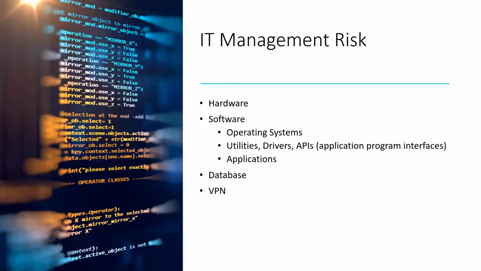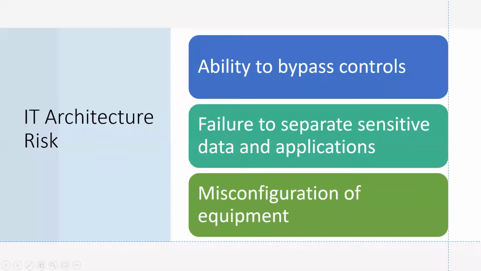IT risk, technology risk, hardware risk, software risk, operating systems risks, APIs, applications, database risks, virtual private network risks, just various risks that we need to consider as IT risk professionals. IT architecture risk, ability to bypass controls, access and authentication controls. A cyber criminal could bypass those.